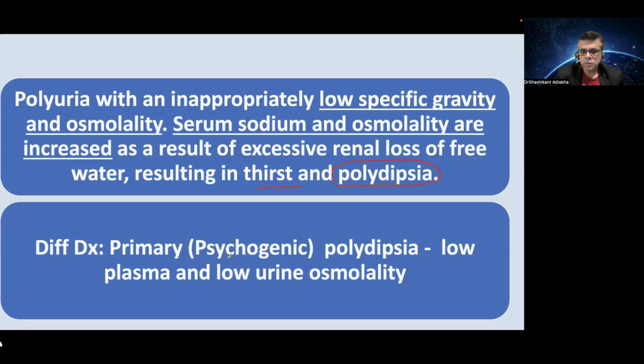Differential diagnosis is primary or psychogenic polydipsia. Here there is a low plasma and low urine osmolality. This is due to some psychogenic factors, it could be schizophrenia, or it could be just a self-isolated condition, where the patient drinks excess water without any ADH defect. So that generally results in low plasma and low urine osmolality.